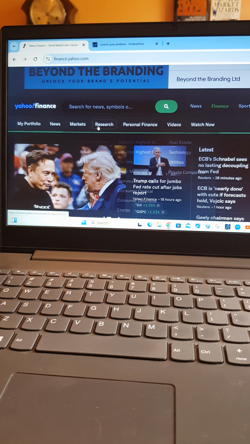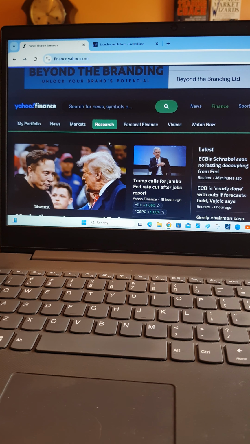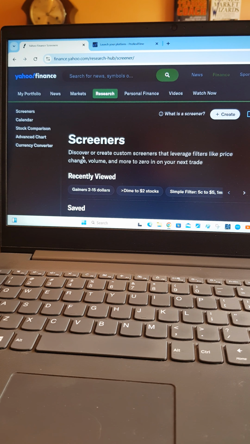Now they've changed around the website slightly, but I remember how to do it. So we'll go to, it's under research here, and then it's screeners. So you just click on screeners. Okay, and it says discover or create custom screeners that leverage filters like price, change, volume, and more to zero in on your next trade.